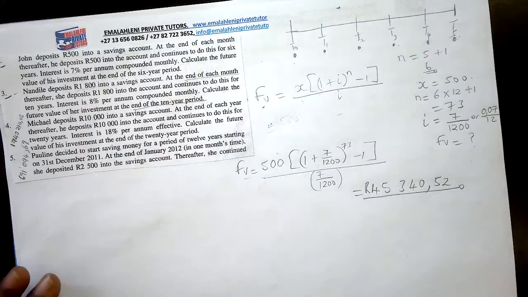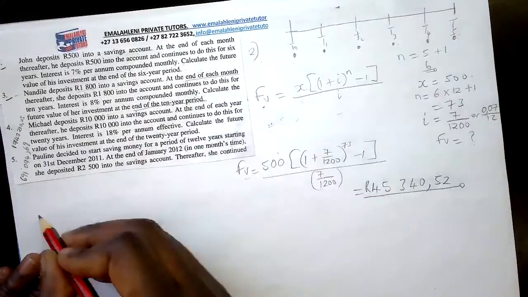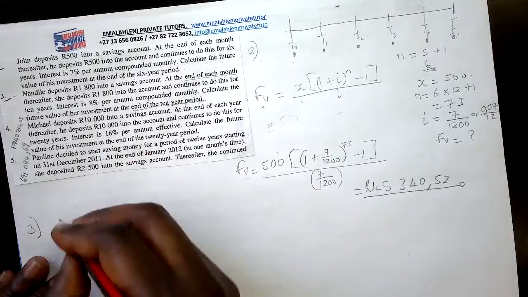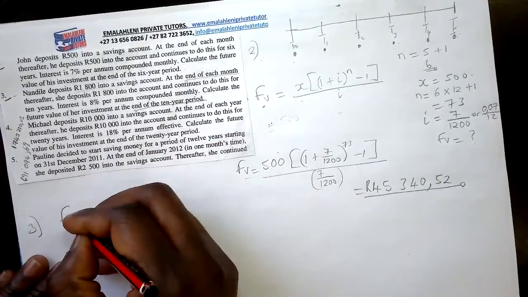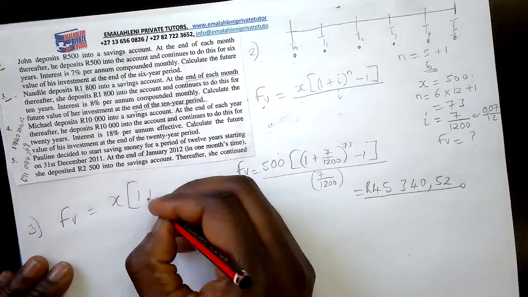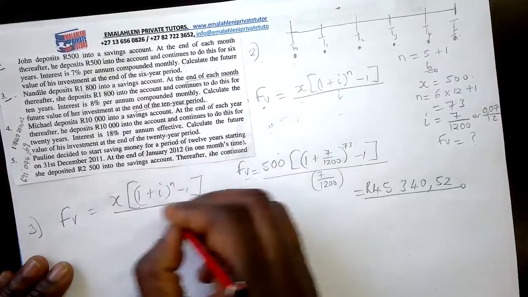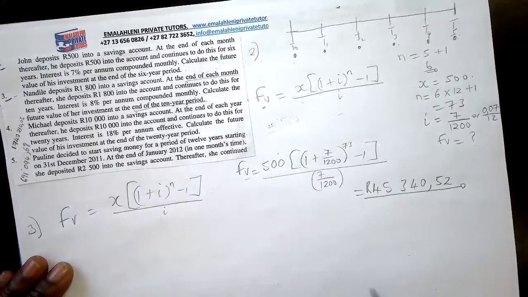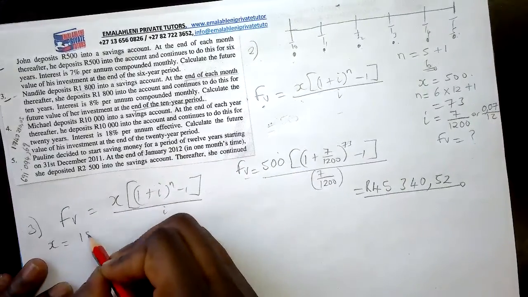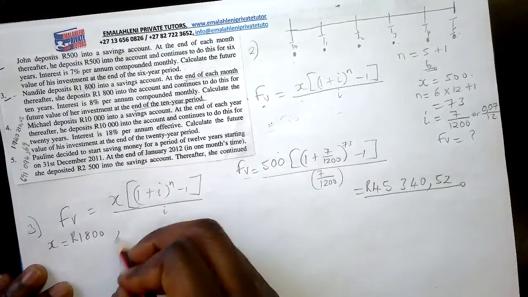Okay. So what do we do now? We know this was number 2, and we are going to move on to number 3. Number 3 now, we are writing our formula again. Let me just write FV is equal to X times (1 plus I) to the power of N minus 1, over I. Now, what do we have here? What are we given? We are given X. X is 1,800.